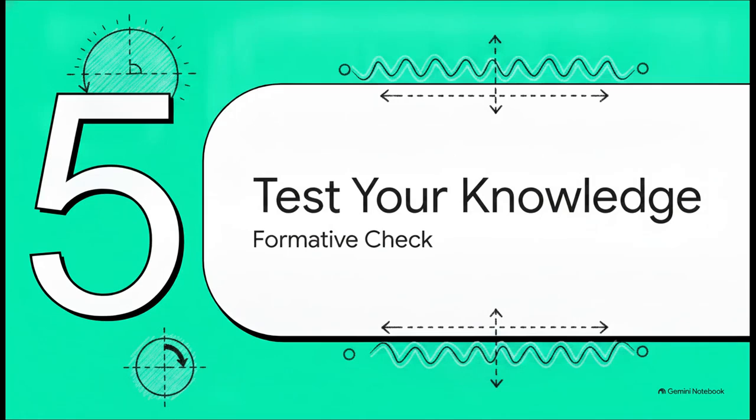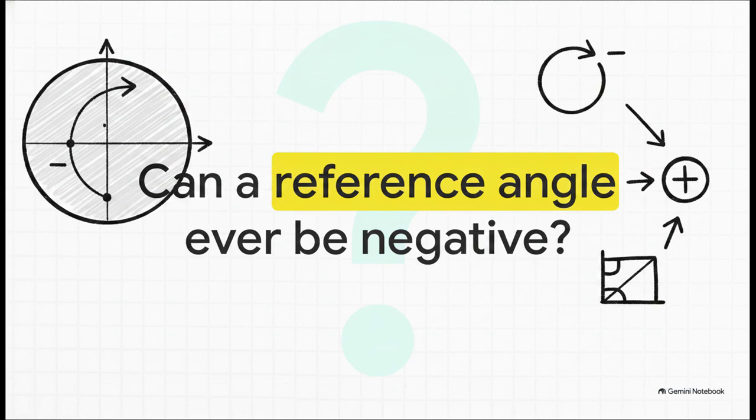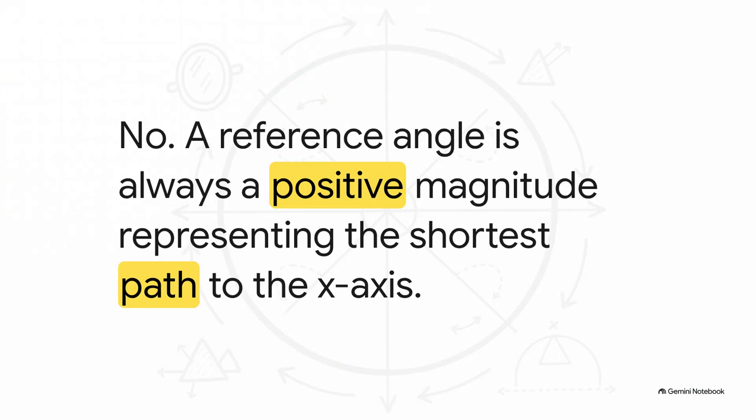Let's just pause for a quick second to see if you've truly grasped the core rule of today's explainer. Think back to the definition we covered earlier and ask yourself, is a reference angle ever negative? Say you have an angle like negative 210 degrees. Could its reference angle be a negative number? The answer is a definitive no.